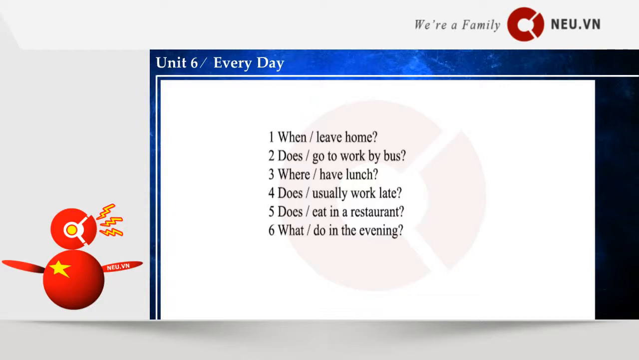4. Does he usually work late? Yes, he does. Every day. 5. Does he eat in a restaurant? No, he doesn't. He eats at home. 6. What does he do in the evening? He works. He never goes out.